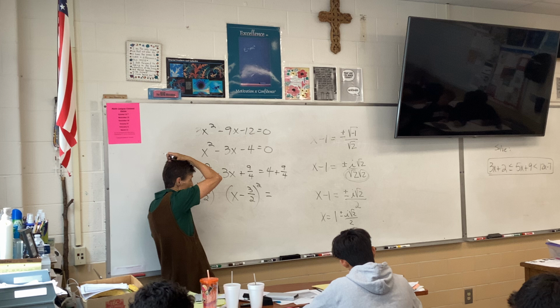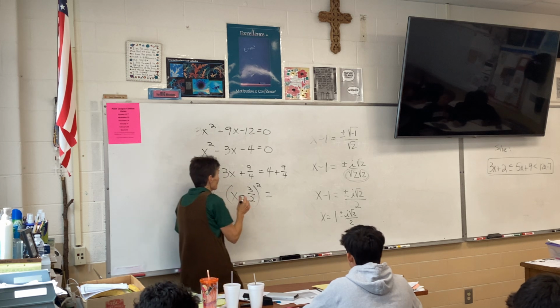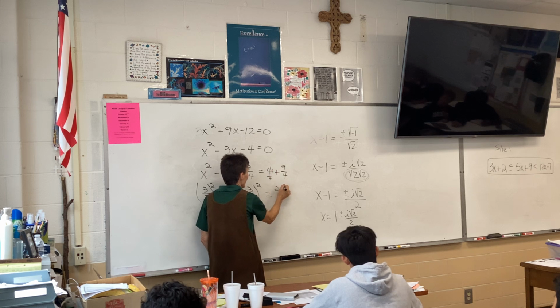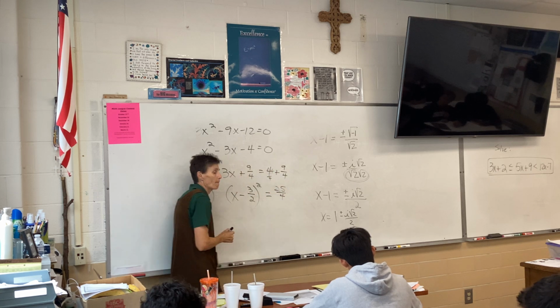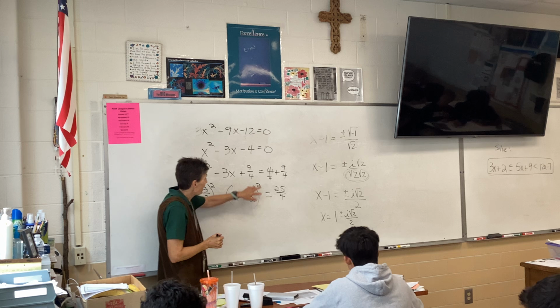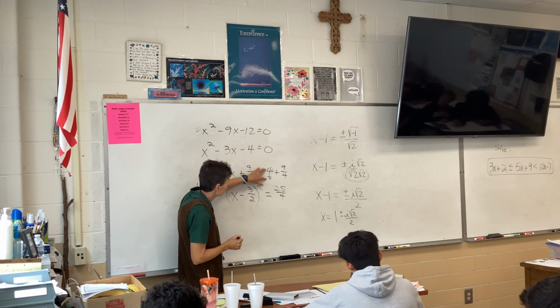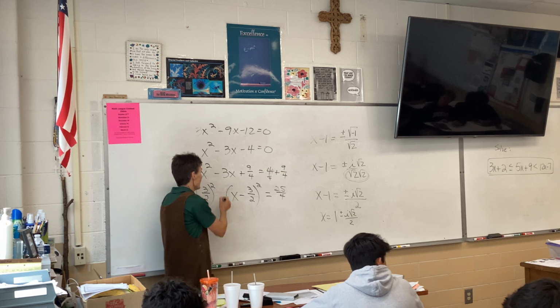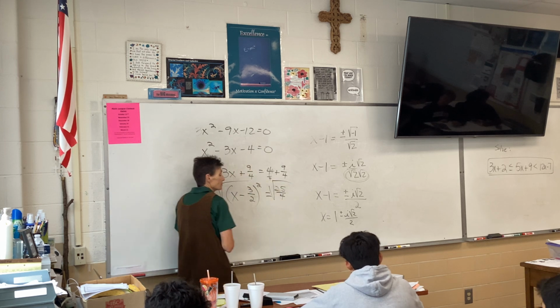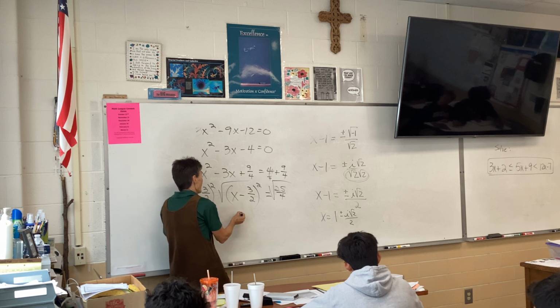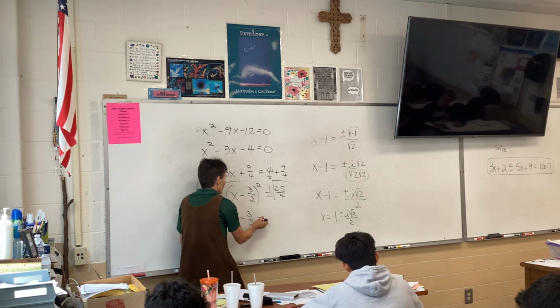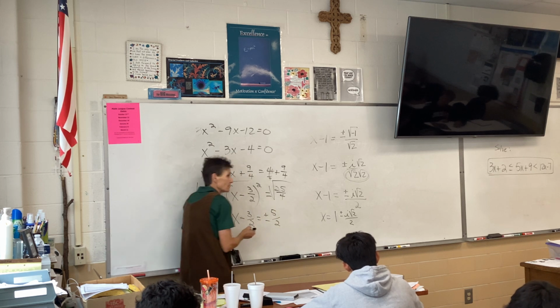Yeah. Equals, careful, this is gonna be 25 over 4, isn't it? If I get a common denominator, 16. And then I will root it. x minus 3 halves equals plus or minus 5 halves. Oh, that worked out great.